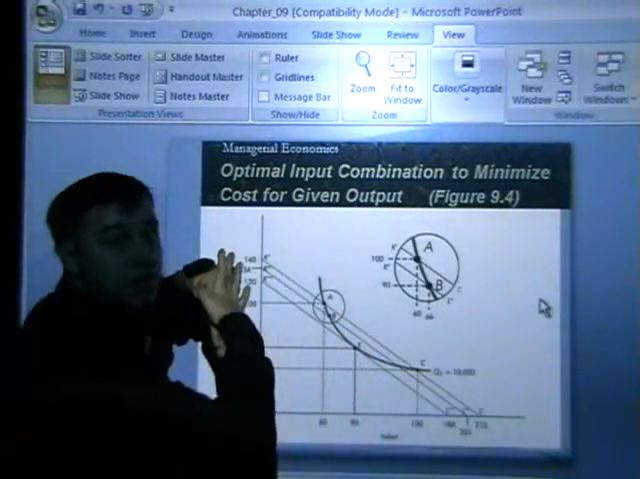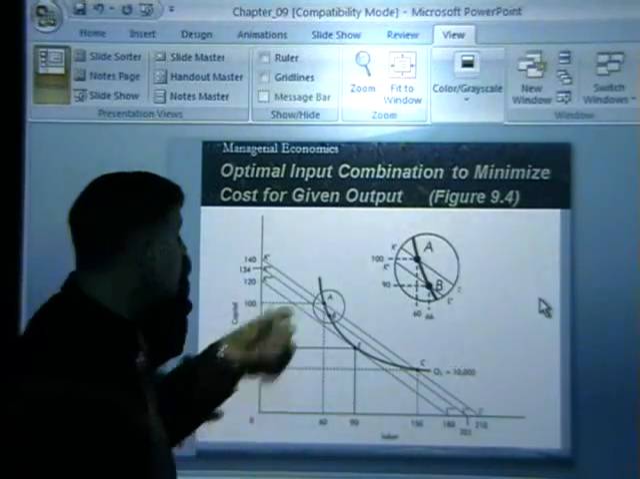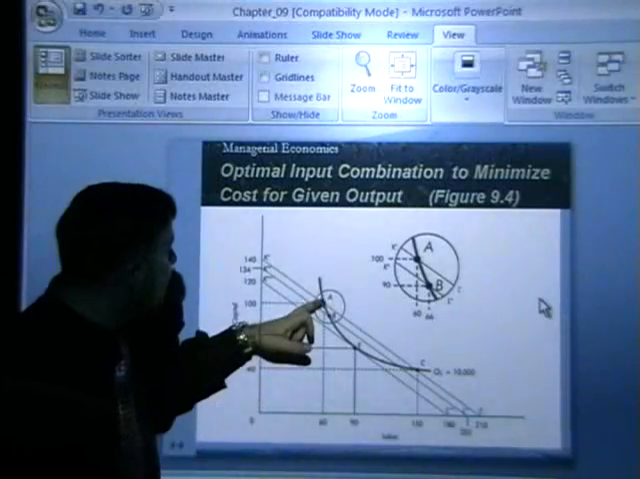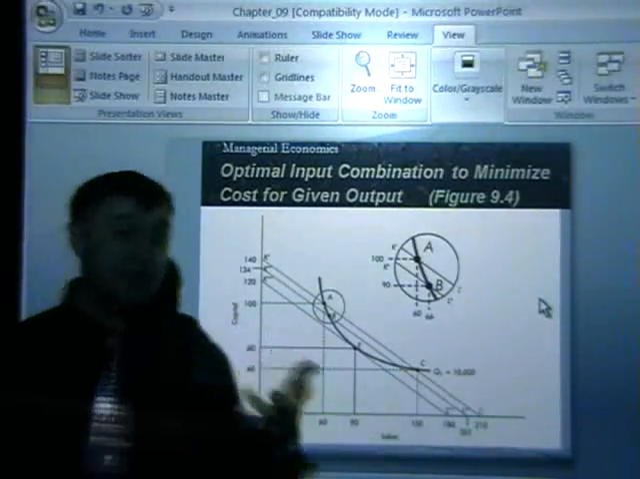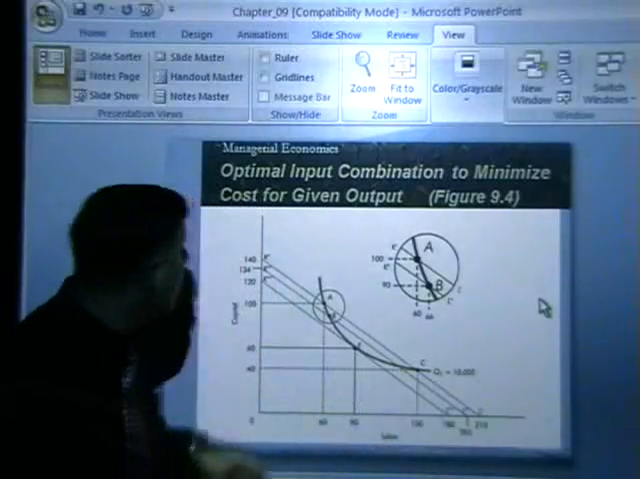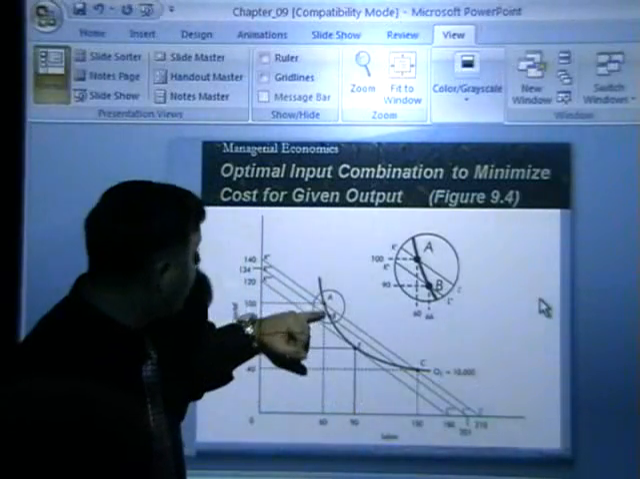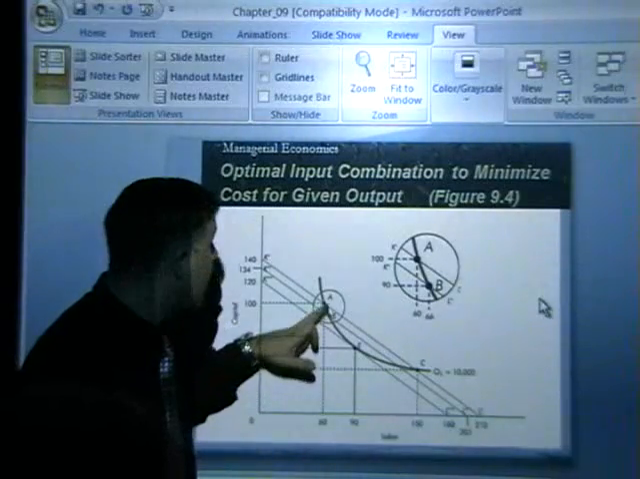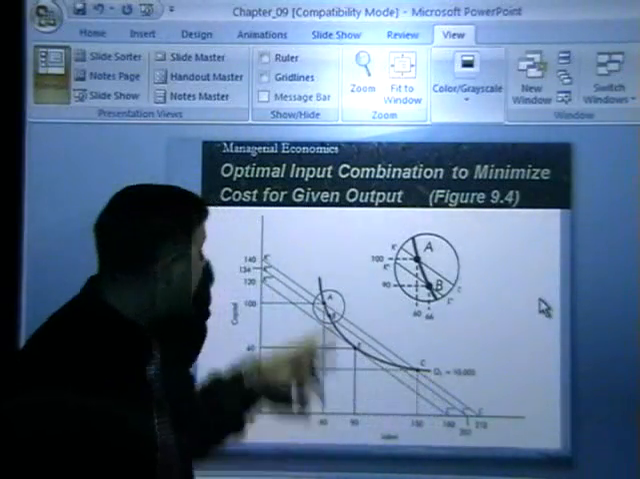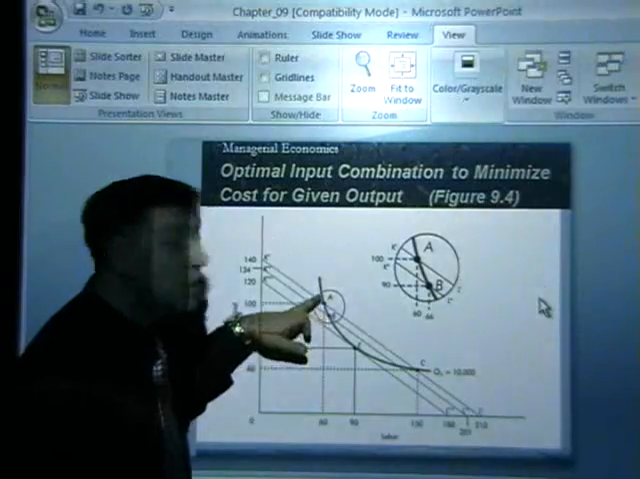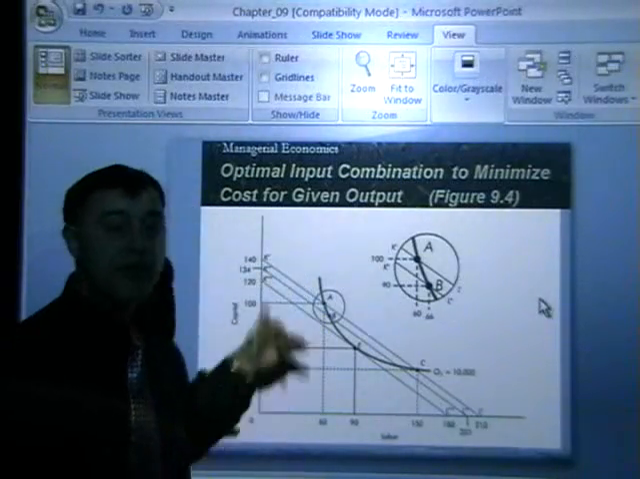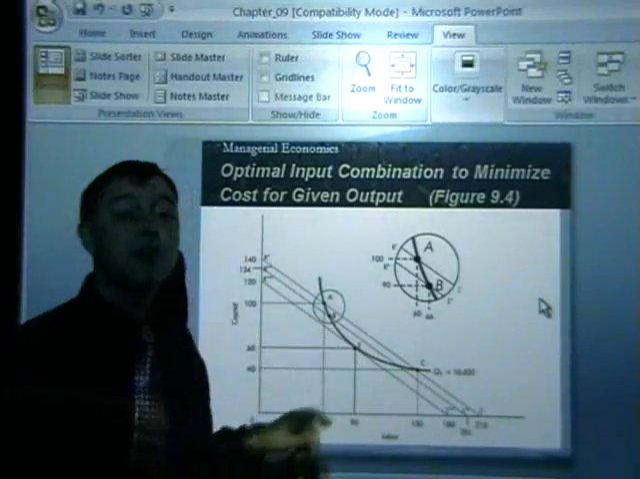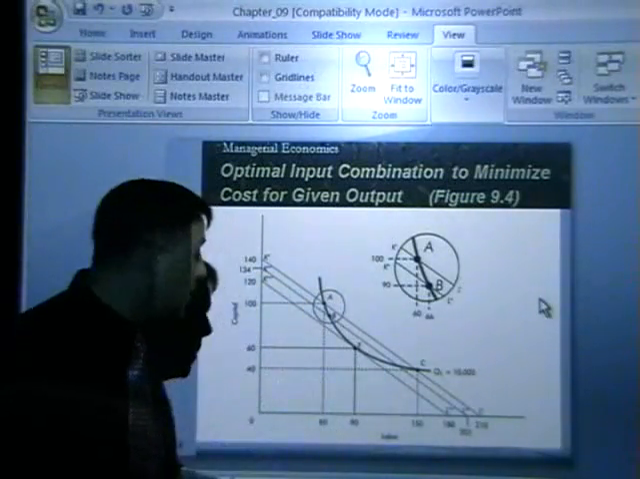So the two curves are tangent to each other, fairly straightforward. Here is an example between A and B, which I was explaining a minute ago, where if you're at point A, you can substitute into B. You maintain the same quantity of the output, which is 10,000, but you can effectively lower the cost. And you can do this lowering until the point of tangency occurs.